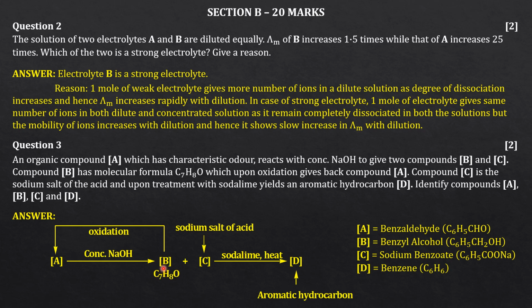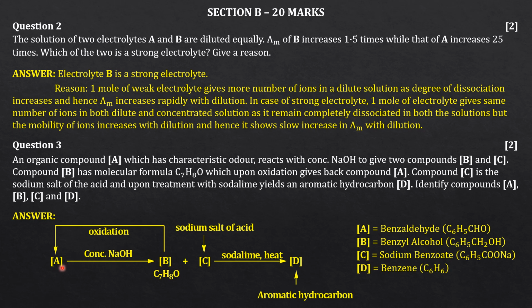So B on oxidation is giving A, which means A is reduced to B. If benzaldehyde is reduced, it can be benzyl alcohol. Now try to match the formula of benzyl alcohol with C7H8O. Benzyl alcohol is this one. You have a CH2OH on the benzene ring, and this formula matches C7H8O. So you get the hint. So it is the Cannizzaro reaction.